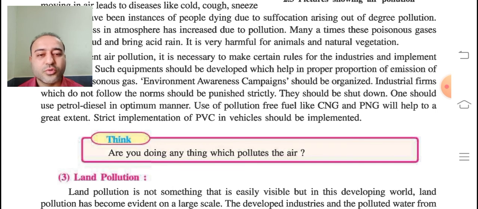Now the next two pollutions which are pending are land pollution and noise pollution, which we will discuss in our second lecture of this chapter.